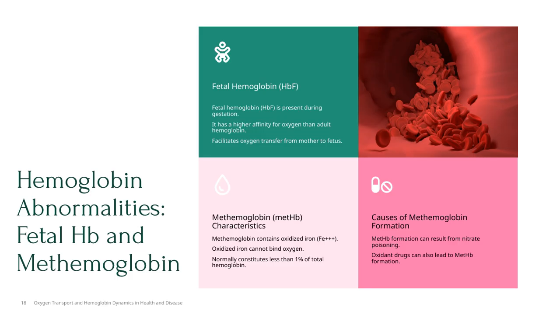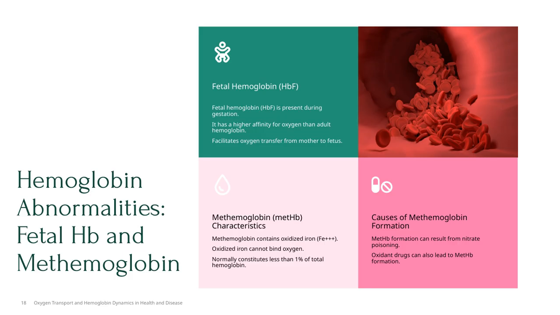Now, moving on to methemoglobin, or MetHb. This is a form of hemoglobin where the iron is oxidized to the Fe+++ state. When iron is oxidized this way, it can no longer bind oxygen, which impairs oxygen delivery. Normally, methemoglobin makes up less than 1% of our total hemoglobin, so our bodies keep it well regulated under normal conditions. However, certain factors can cause abnormal hemoglobin forms.